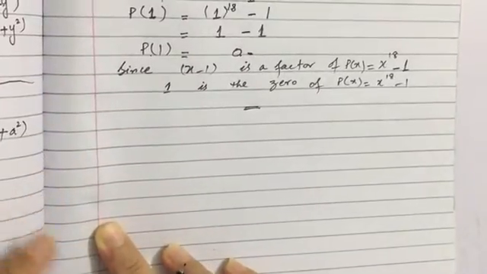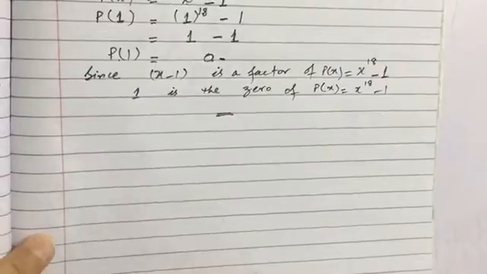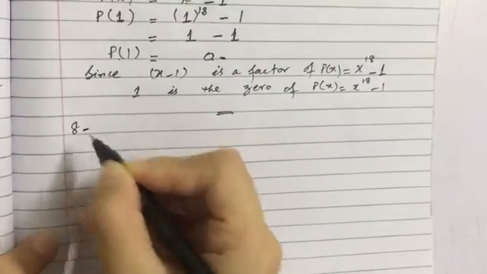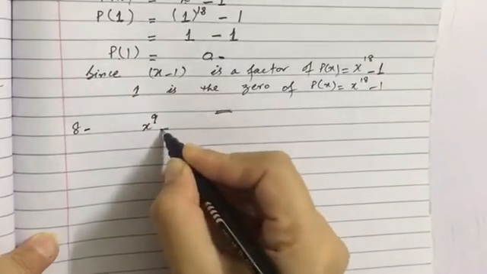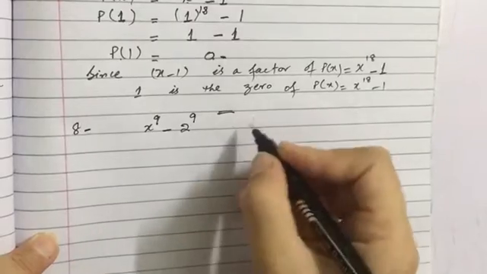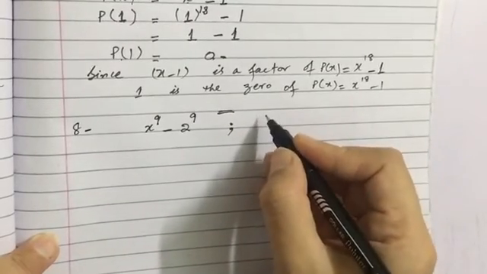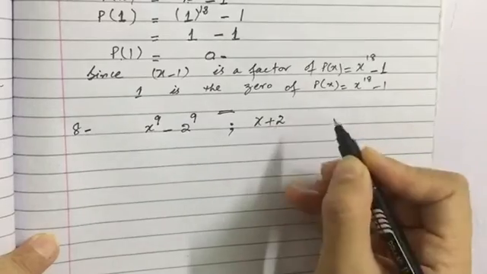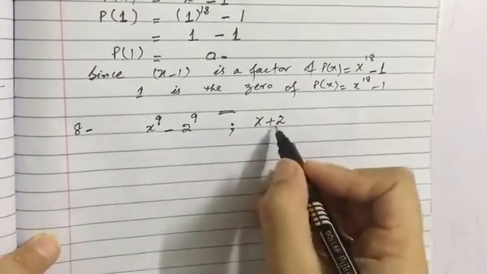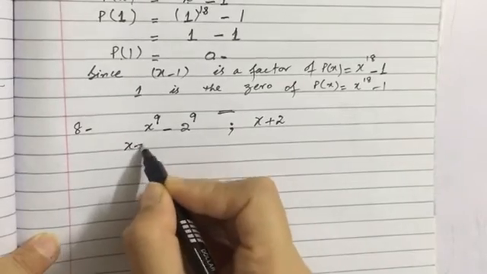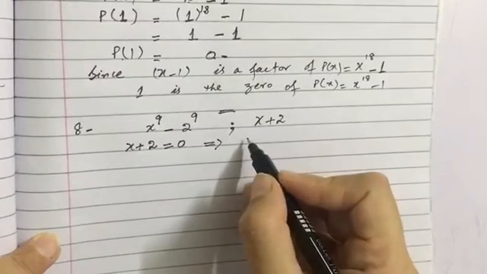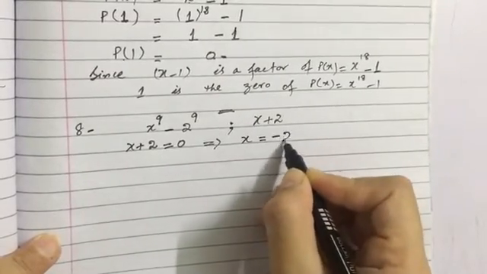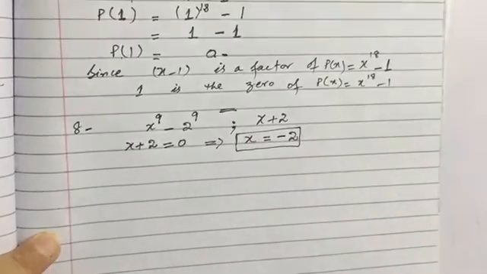Next, question number 8. Question number 8 is x raised to power 9 minus 2 raised to power 9 is the first polynomial, and the second polynomial is x plus 2. So we have to derive the value of x from the second polynomial, put that equal to 0, so we will get the value of x.